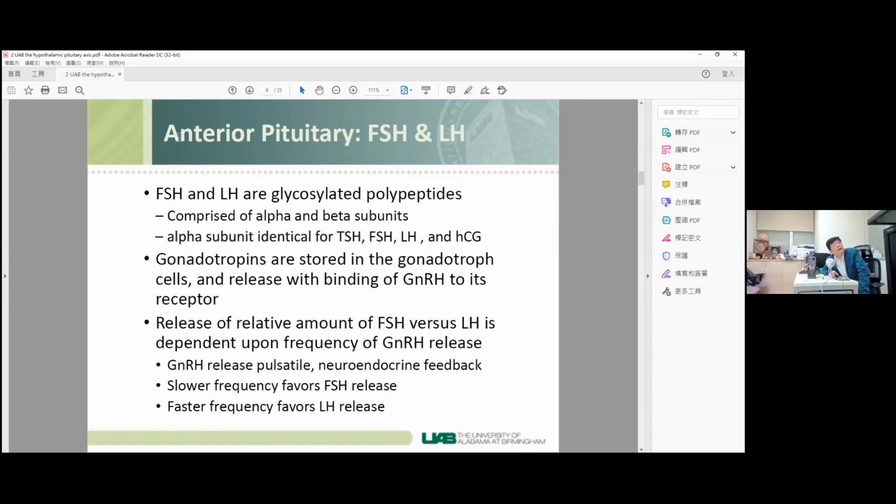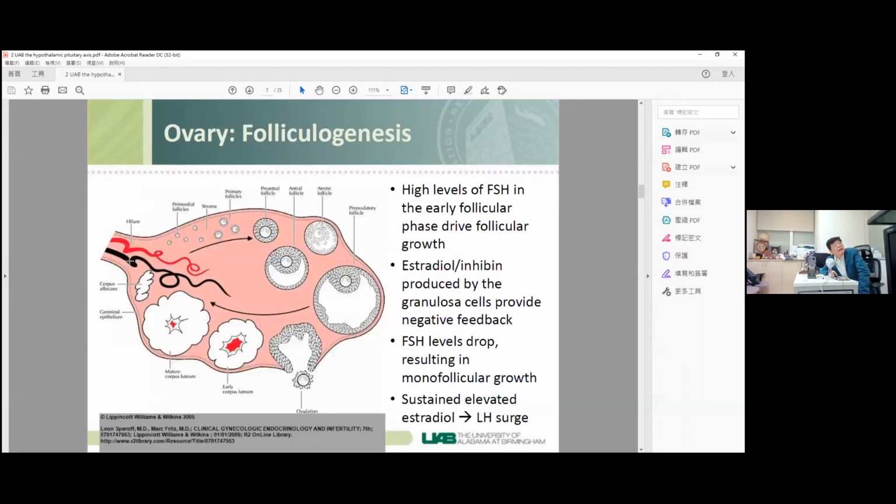So the anterior pituitary gland hormones are glycosylated peptides, and they have alpha and beta subunits. Once released, there is a negative feedback to control it. And this is a very important slide.